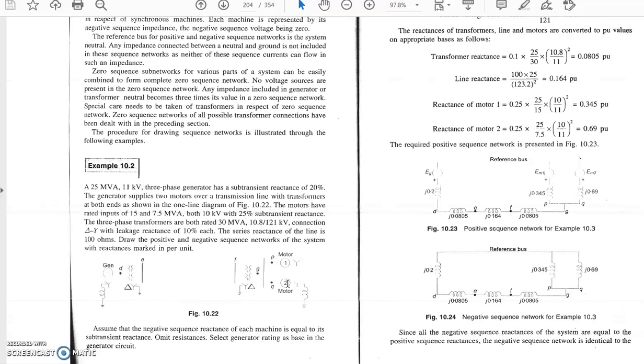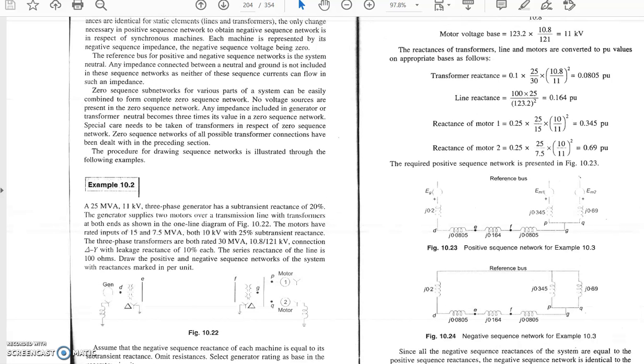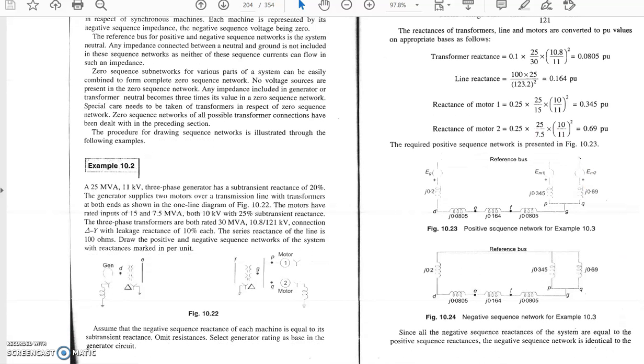First, we have to calculate the reactances on our own base. We have to choose the base value, and according to that we will recalculate the reactance of the transformer, line, motor 1, motor 2 and the other parameters. I will not go into the calculation of the per unit reactance, because this is the part of per unit which you have already covered. I have to make the circuit diagram for the positive, negative, and zero sequence network.